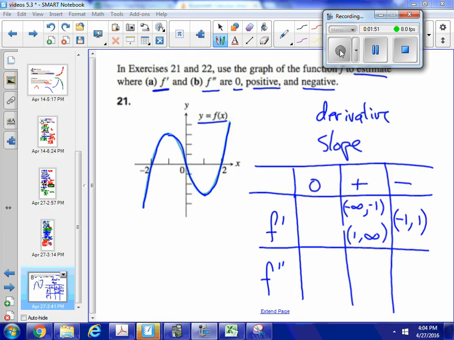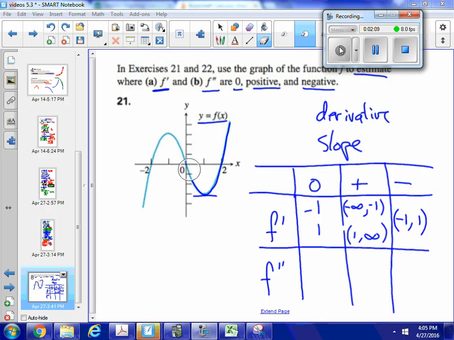And it's 0 at negative 1 and positive 1. That's where it's 0, because I have a tangent that is horizontal.